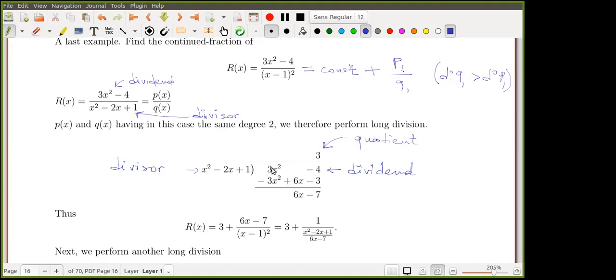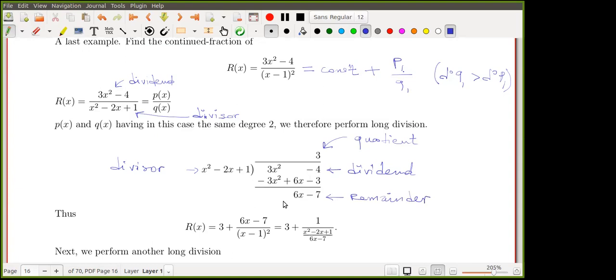So if we perform that, 3x squared minus 3x squared is 0, and then here we have 0, right? And then with this one, 0 minus negative 6x, which is 0 plus 6x. The result is 6x. And then negative 4 minus 3 is negative 7. We write it there. And we are done. This is the remainder.